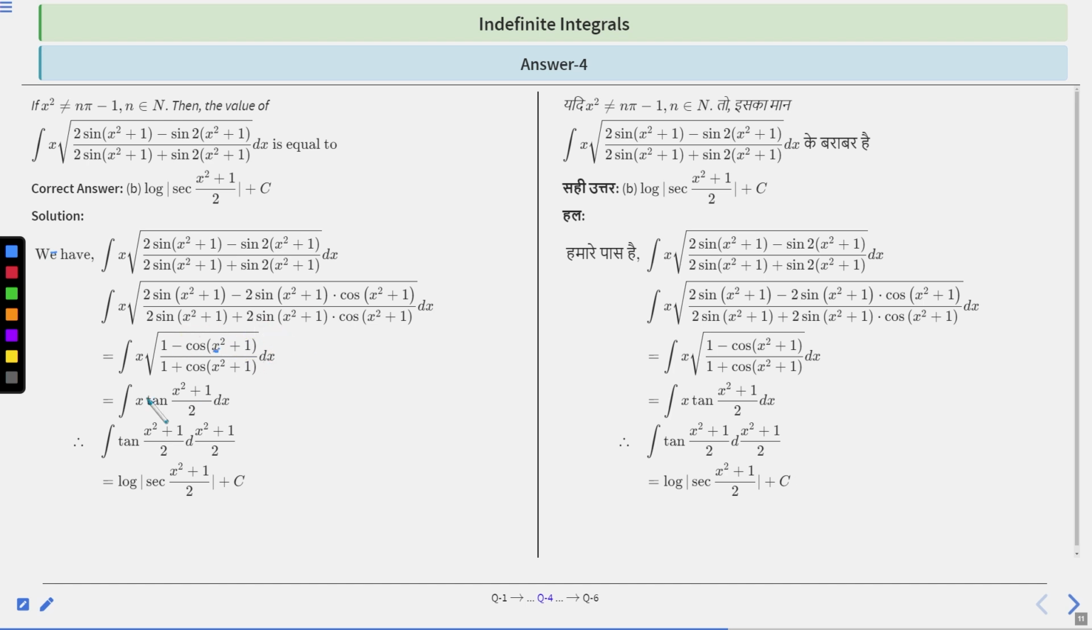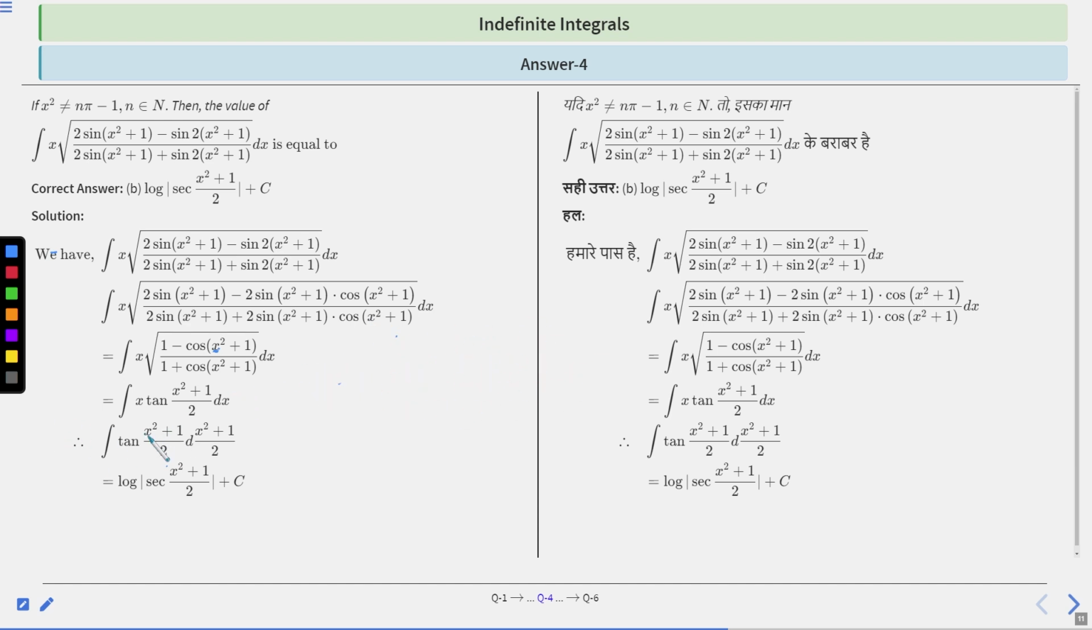So x square plus 1 by 2 will be theta by 2, clear? Because this expression will be converted in this form. You can see it converted in this form: root over 2 sine square x square plus 1 by 2 upon 2 cos square x square plus 1 by 2, like this form. 2 and 2 will cancel out, and this will form tan of x square plus 1 by 2.